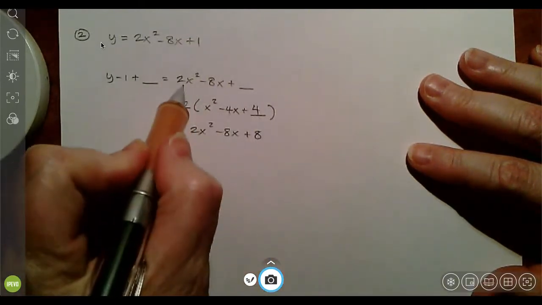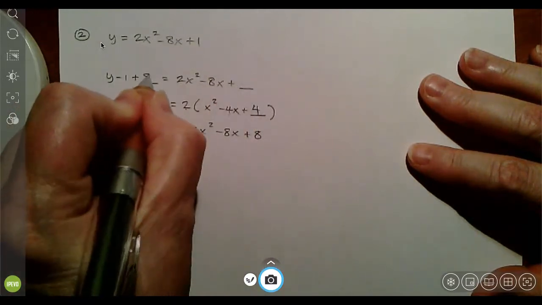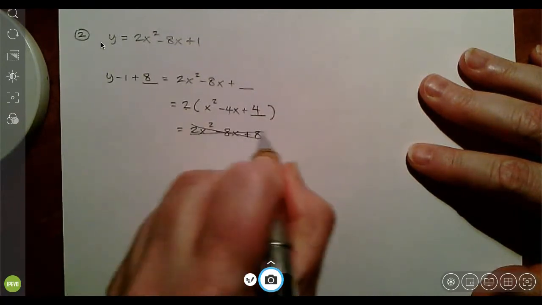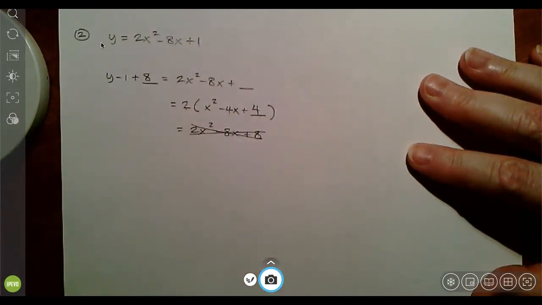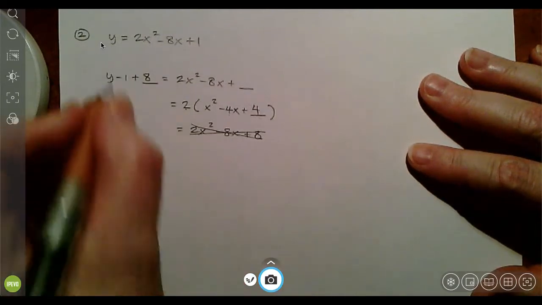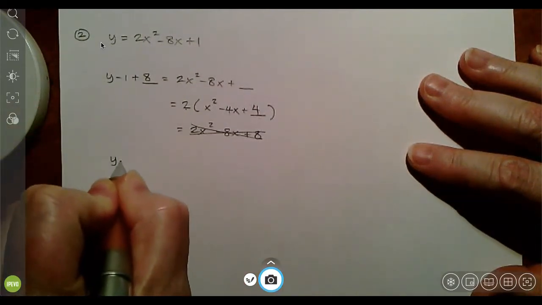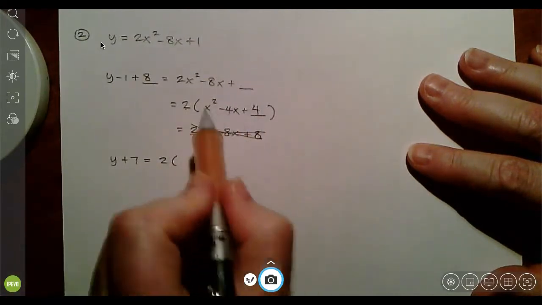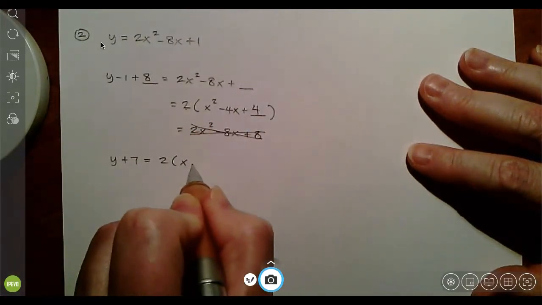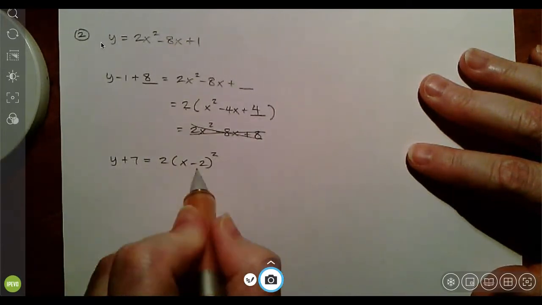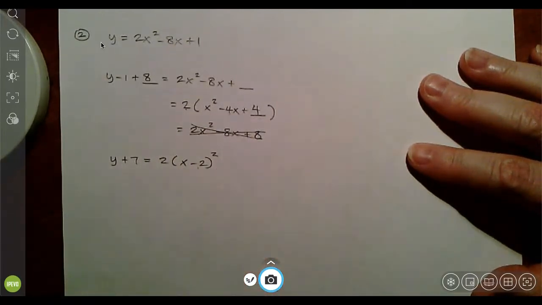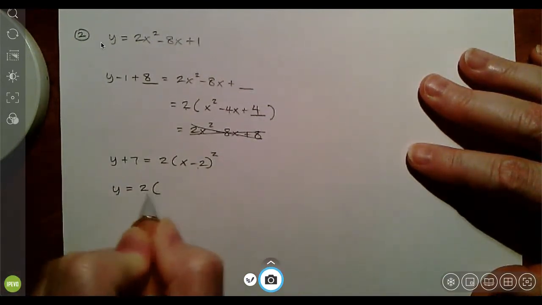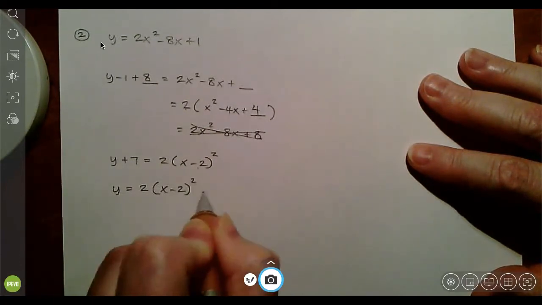So what we really added to this was an 8. So you just need to make sure that you actually add 8 to the left side. All right, and we're not going to rewrite it that way because that sort of defeats the purpose of what we were doing here. So now on the left side we have y plus 7 equals 2. And now this thing is a perfect square, so I can rewrite this as x minus 2 squared. So the -2 is coming from half of that -4. And then I can go ahead and subtract the 7 from both sides and get y equals 2(x minus 2) squared minus 7.